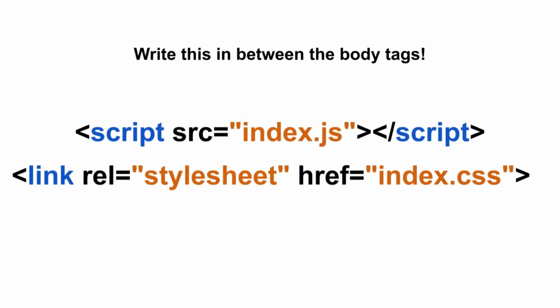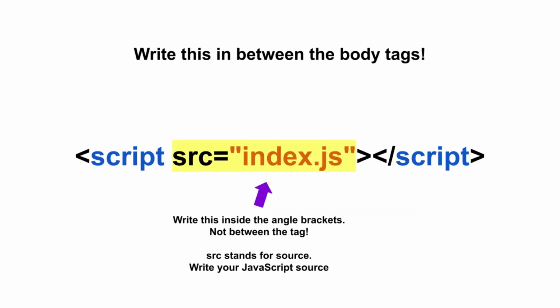To add our JavaScript and CSS file to our HTML file, we need to write a script tag and a link tag inside our set of body tags. Write script inside a set of angle brackets and make sure to write a closing tag. After writing script, write inside the angle bracket. Don't write in between the angle brackets. Write src, short for source, followed by an equal sign and a set of quotes. Inside the quotes, write the name of your JavaScript file. Make sure to end it with .js. Boom. Our JavaScript file is connected.